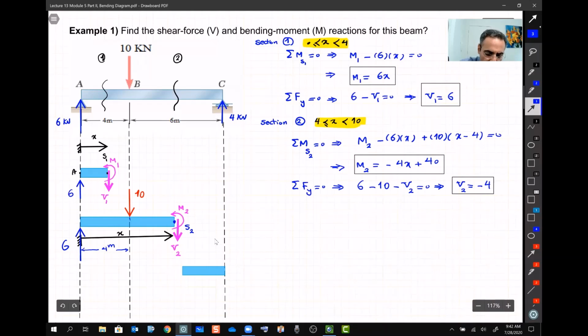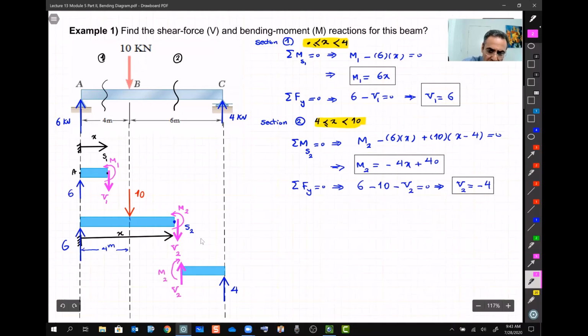Okay, the free body diagram here, this is the load that we have, and it is 4. We don't have anything else. So for the section that we have here, V is going to be like that, and M is going to be like that. So this is V2 and this is M2. Don't forget, on the right side, V is going up and M is clockwise. They are in the opposite direction of the left side because they are action and reactions, right?